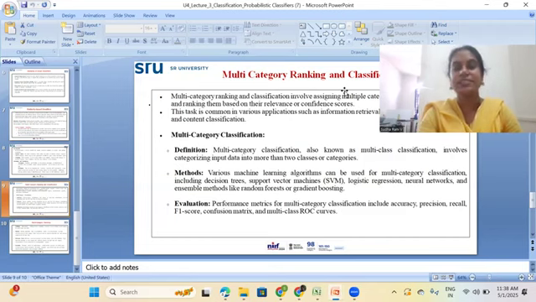Various machine learning algorithms can be used for multi-category classification, especially decision trees, support vector machines (SVM), logistic regression, neural networks, and ensemble methods like random forest or gradient boosting. Evaluation: here the performance metrics for multi-category classification include accuracy, precision, recall, F1 score, confusion matrix, and multi-class ROC curves. So this is the explanation regarding classification and the classifiers.